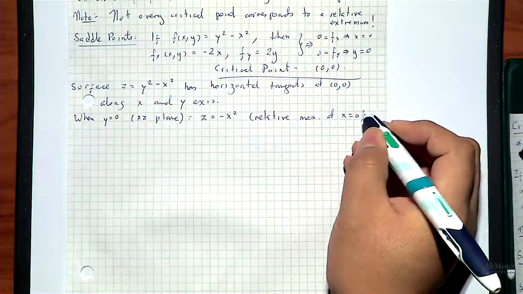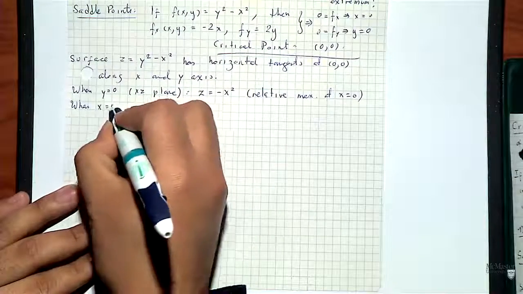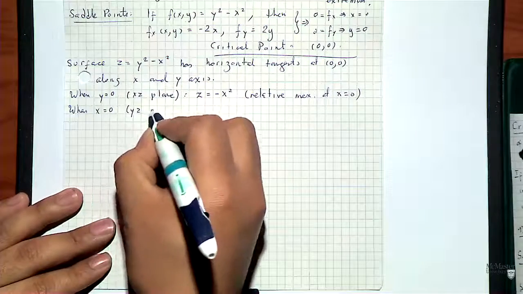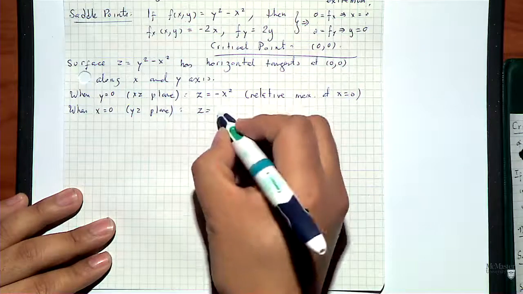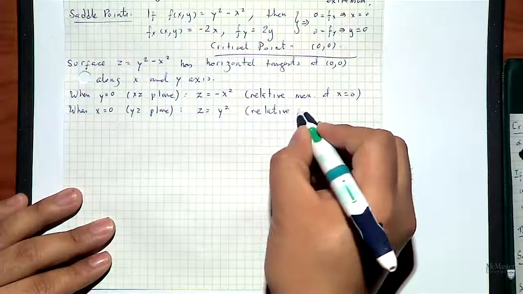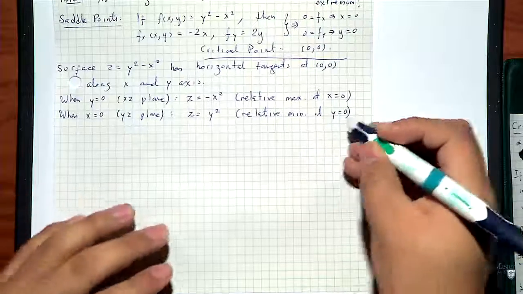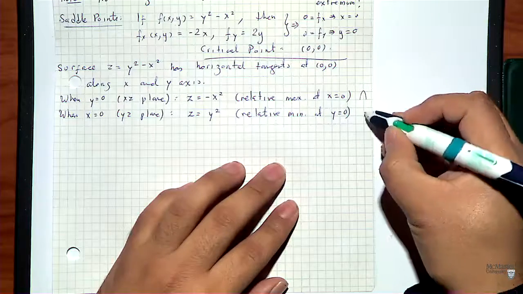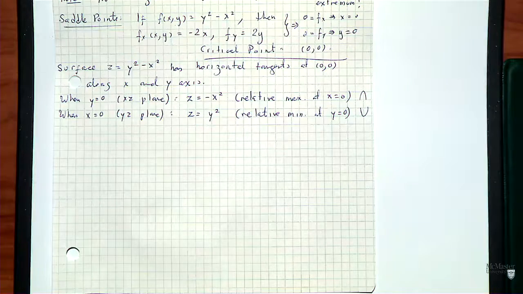The parabola goes down. So when x is equal to 0, which means that you are in the yz plane, that means that z is equal to y squared. And then you have a relative minimum at y equal to 0. And if you want to draw the figure, well, this is the parabola going down, this is the parabola going up. Of course, in different axes, right?